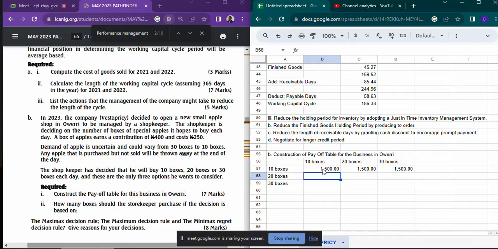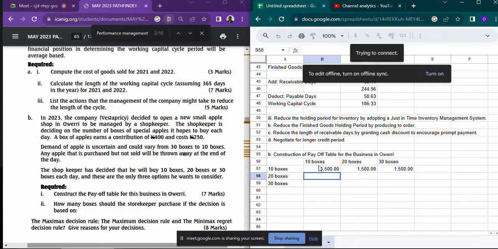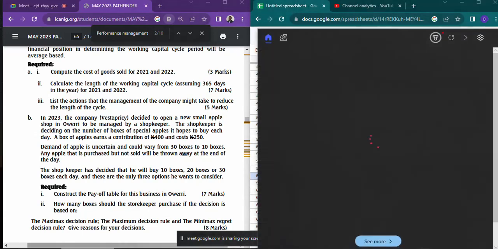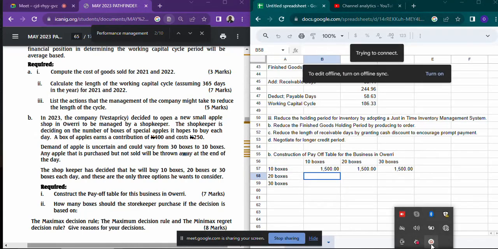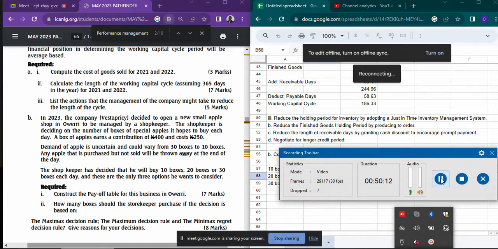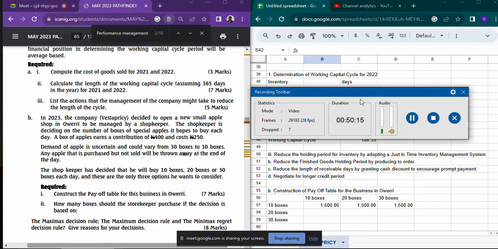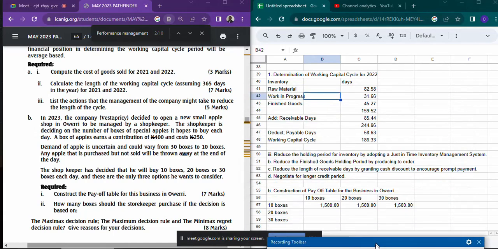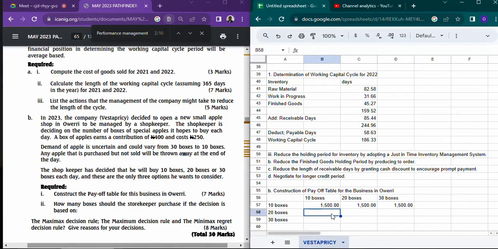Are we on the same page? Now, here he is buying 20 boxes, but can only sell 10 boxes. Do you understand the first table now? Yes. So, the second one is that, are you with me? Yes.